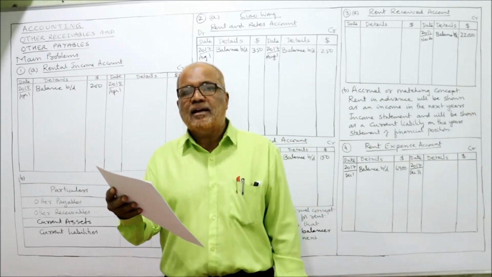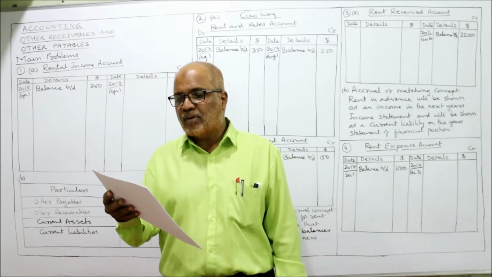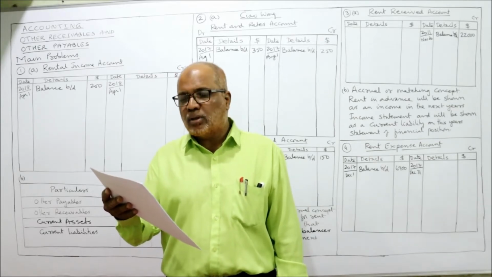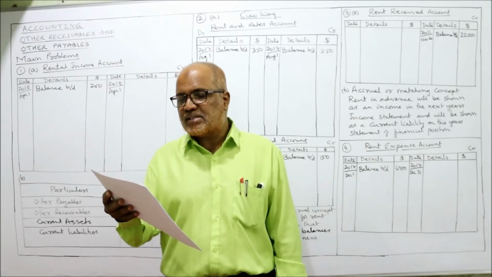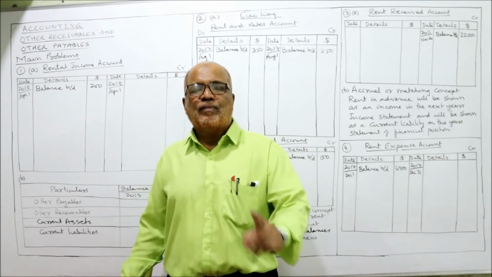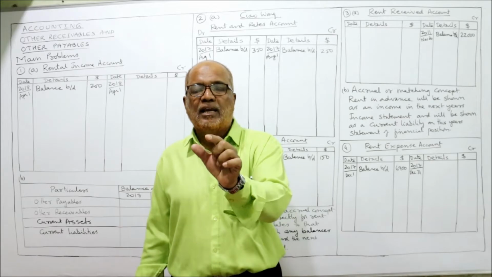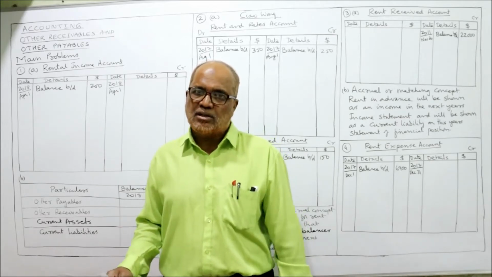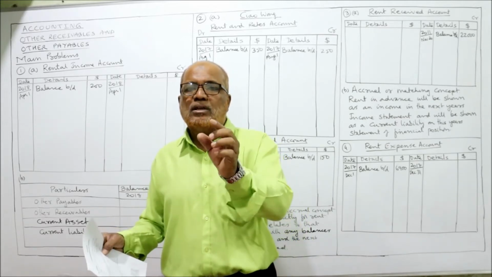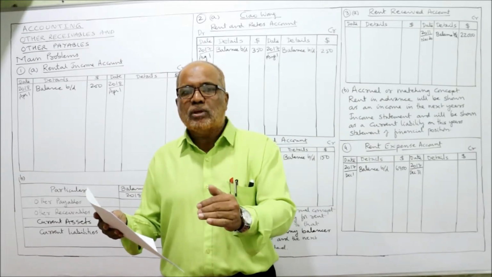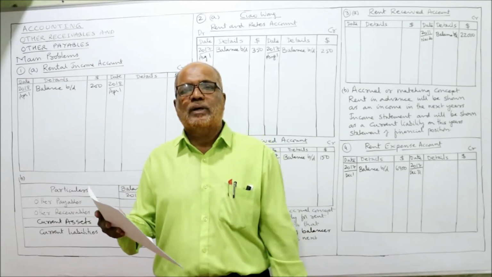Now prepare the rental income account for the year ended 31st March 2019. Balance the account on that date and bring down the balance on 1st April 2019. The first question, you are required to make a rental income account, right? And we close the accounts on 31st March 2019 and bring down the balance on 1st April 2019.